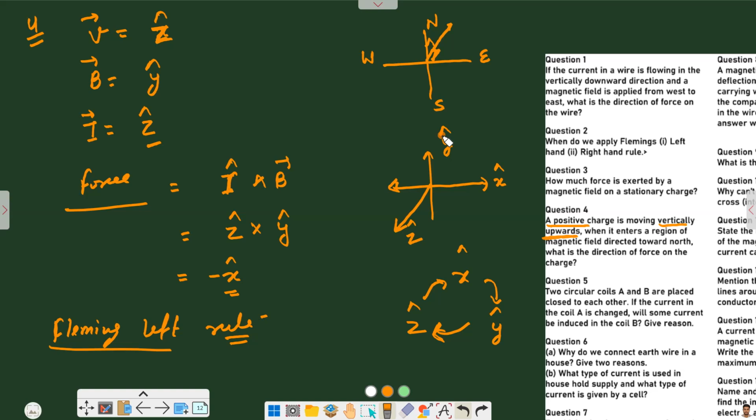that your thumb is pointing towards the west direction. Your second finger or your mid finger should be pointing upward because current is going upward. Your first finger should be pointing towards the north direction, and then you will find that your thumb points towards the west direction, or here we have denoted as minus x direction. So using this Fleming's left hand rule you can also find out the direction of the acting force.